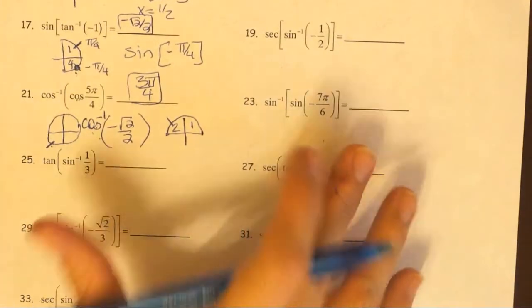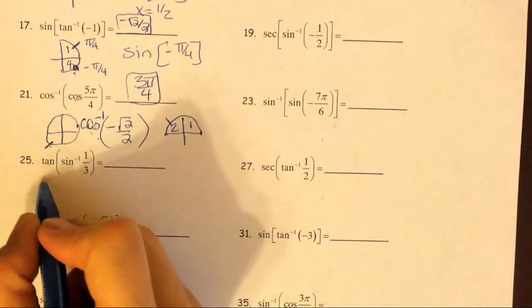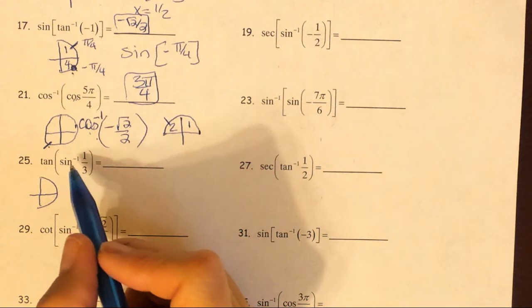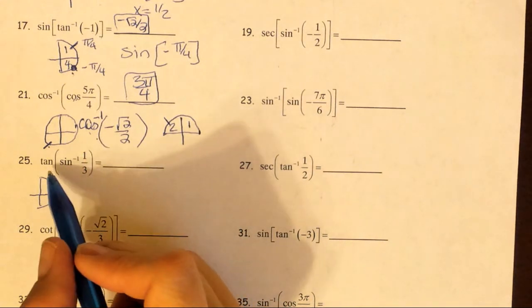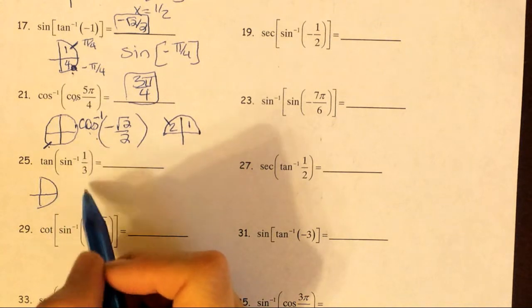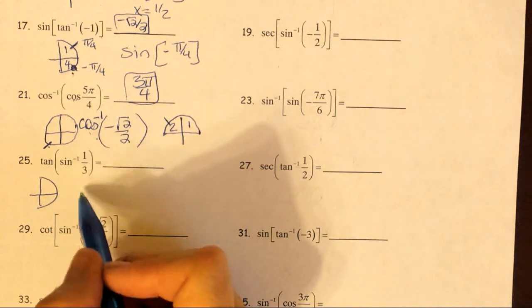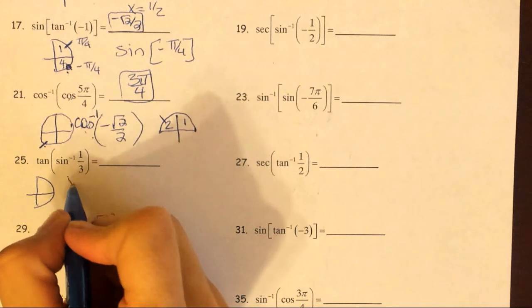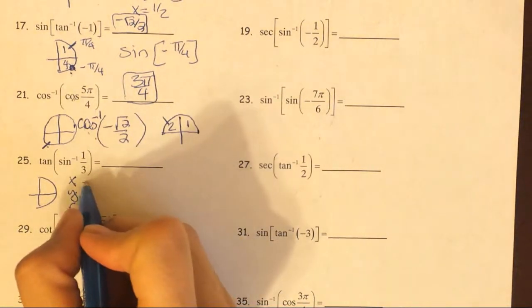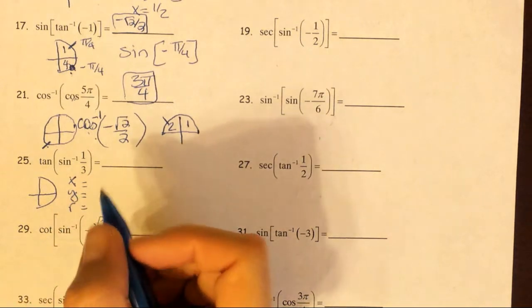25. Sine inverse means I'm going to go look at quadrants 1 and 4. I'm looking for a y value that's 1/3. So as I look at my y values in quadrant 1, none of them say 1/3. When this happens, we're going to change this into an x, y, r problem, meaning it's not on the circle.